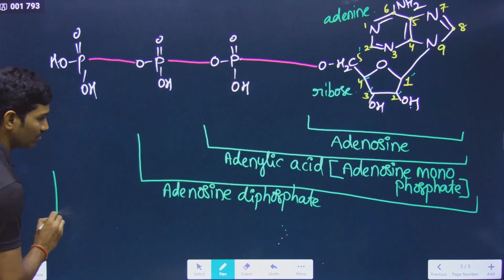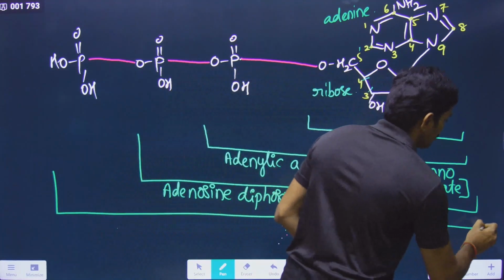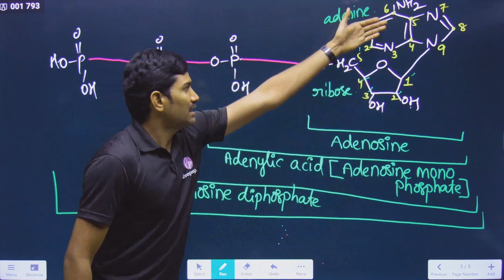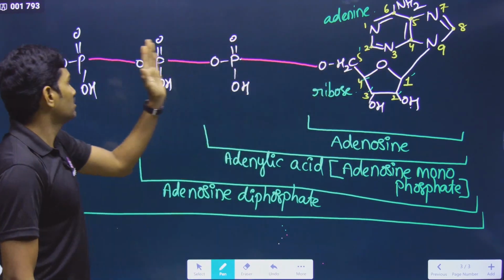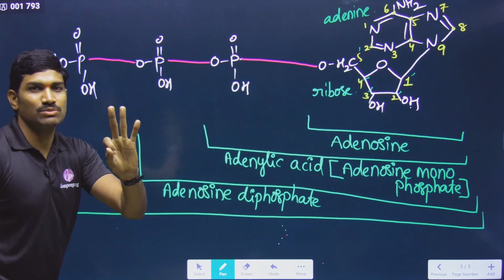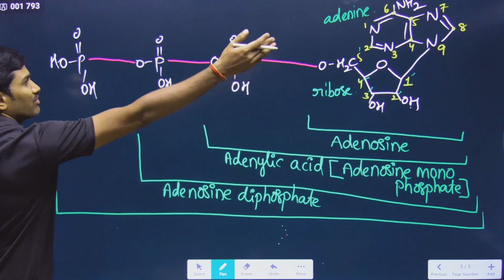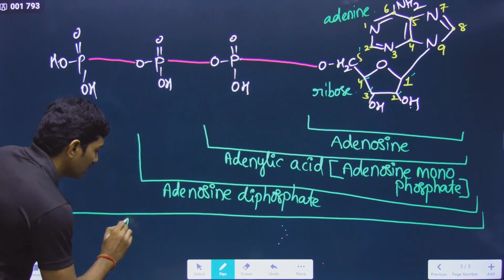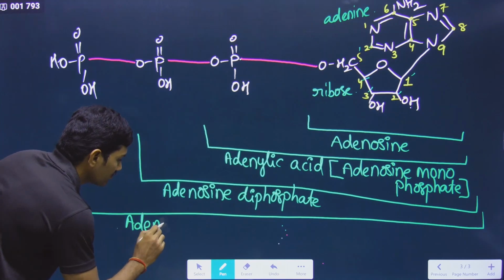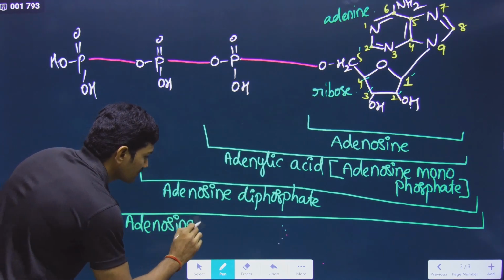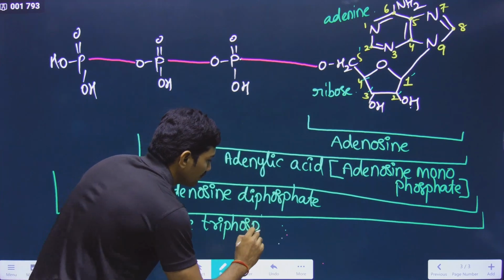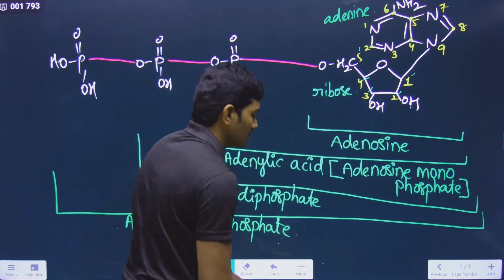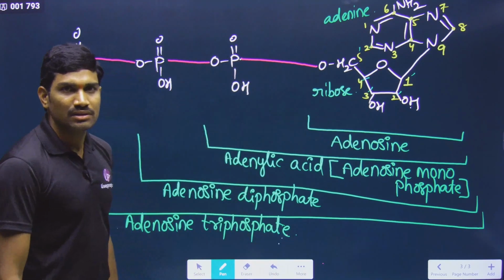From here to here, what is the name? Adenine plus ribose. That is the nucleoside, adenosine. 1, 2, 3. How many phosphates? 3 phosphates. Then what will be the name from that end to this end? It will be adenosine triphosphate. That's it. Understood or not?